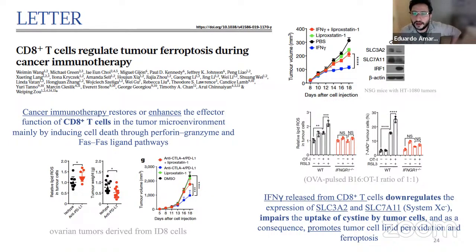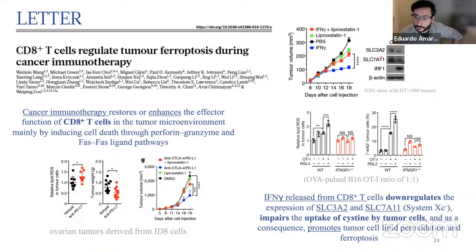So then, because in this paper they saw that CD8 T cells were secreting tons of gamma, they decided to look at if gamma is playing a role in this phenotype. And same thing, when they gave gamma to the mice, they saw smaller tumor volume. But then when they treated these mice with lipid peroxidation inhibitor, these tumors were now growing faster. And they looked at how gamma was inducing ferroptosis in this case.